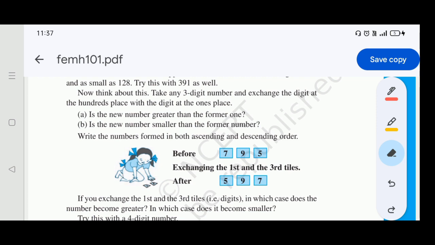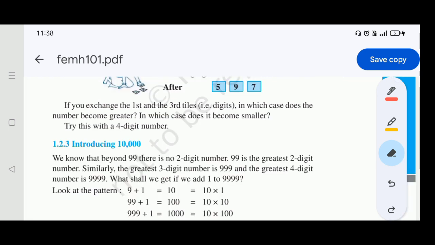795 and 597 itself. So if we write, before it is 795, after exchanging the first and the third tiles we get 597. So we can say that if you exchange the first and the third tiles, that is the digits, in which case does the number become greater? In which case does it become smaller? Try this with a 4-digit number. It is given to you to understand this concept.